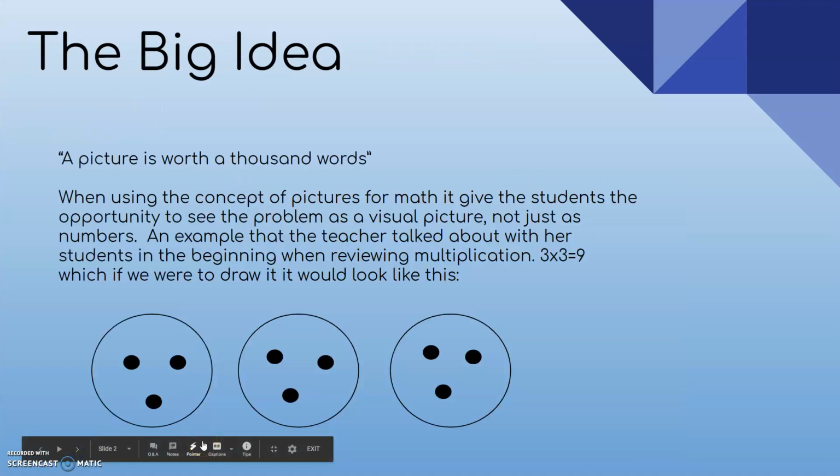So the big idea: a picture is worth 1,000 words. We use this concept of pictures for math. It gives students the opportunity to see the problem as a visual picture, not just as numbers. An example of that, which the teacher talked about with her students in the beginning when reviewing multiplication: 3 times 3 is 9, which if we were to draw it out, would look like this: 3 circles with 3 dots on the inside.